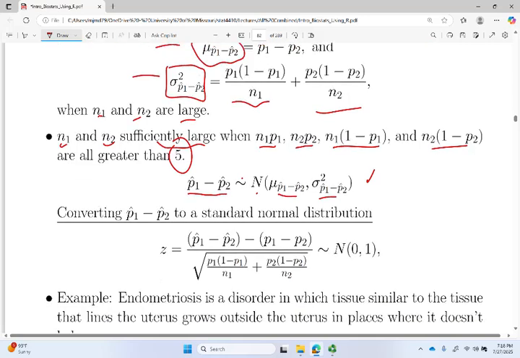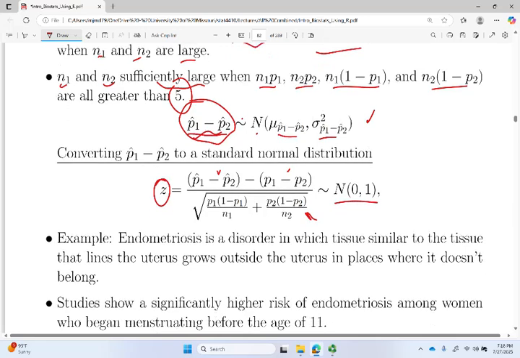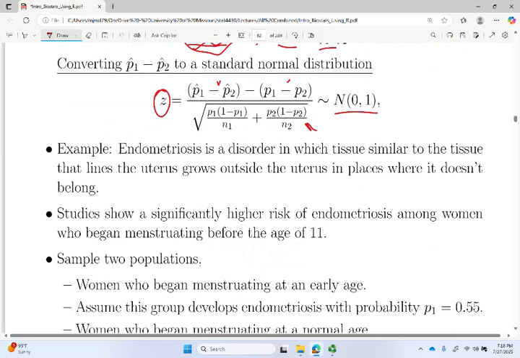Now, if you only have a CDF table in the back of a book, then we have to convert this to a standard normal. So we take that quantity, which is our random variable, subtract the population mean, divide by the standard deviation of this distribution, and then our new random variable is a Z, which is distributed as a standard normal random variable. So let's look at an example.